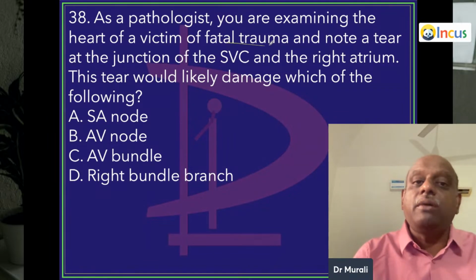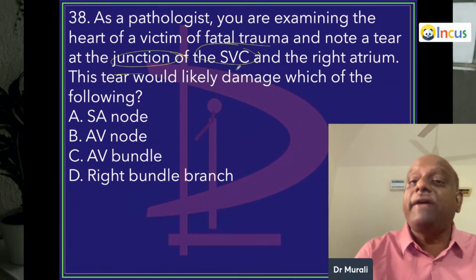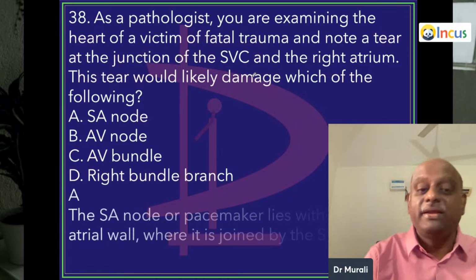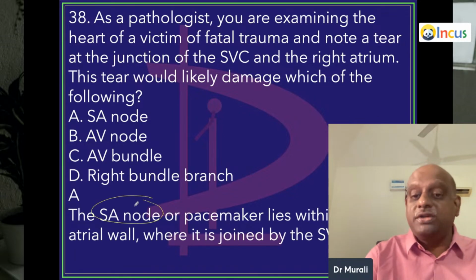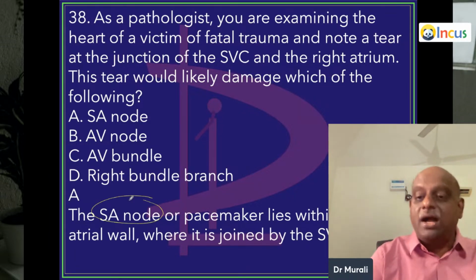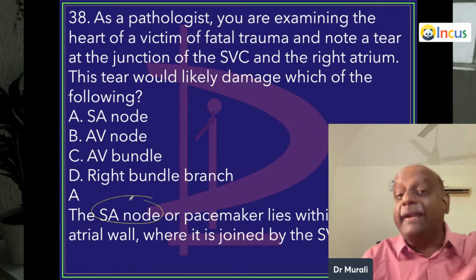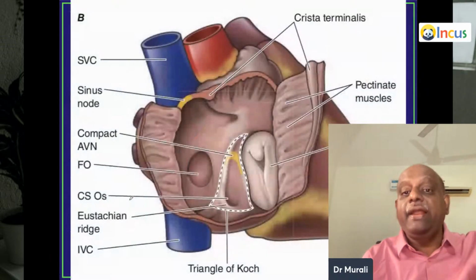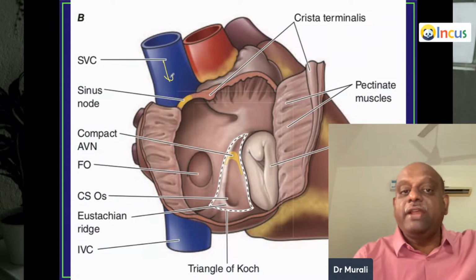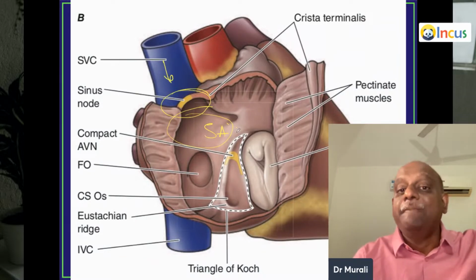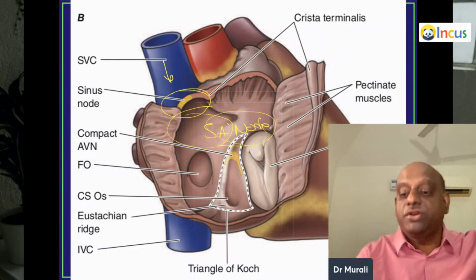There is a fatal trauma and there is a tear at the junction of SVC and right atrium. So the SA node, which is the pacemaker of the heart, is in the right atrial wall, where the superior vena cava is joining the right atrial wall. This is the place where you find the SA node, is what you should remember.